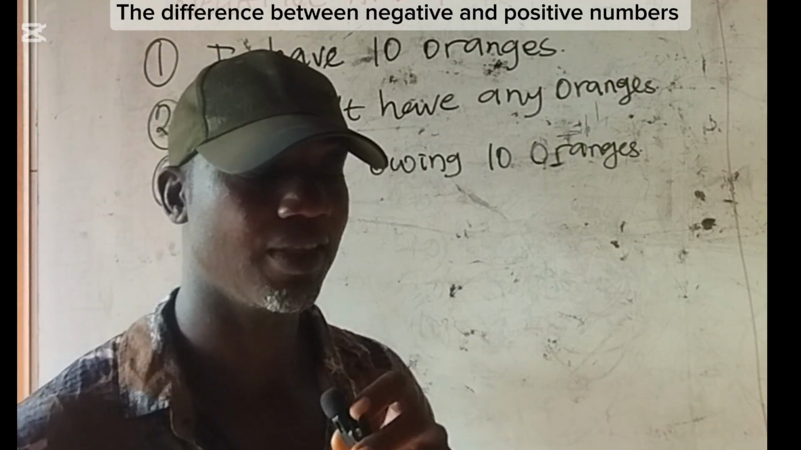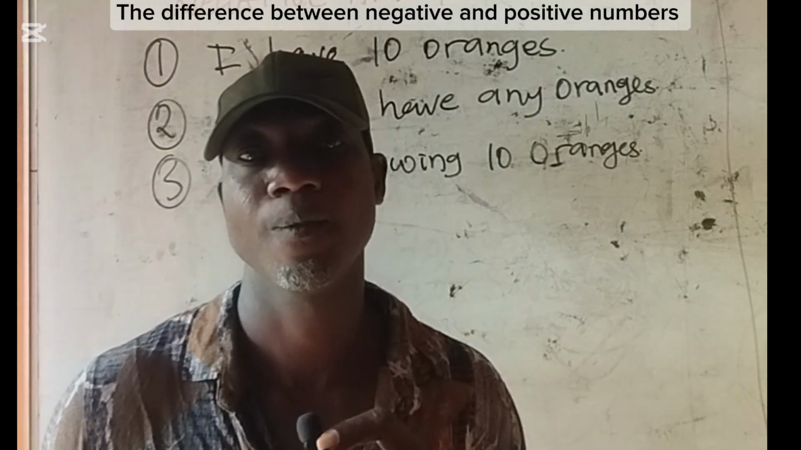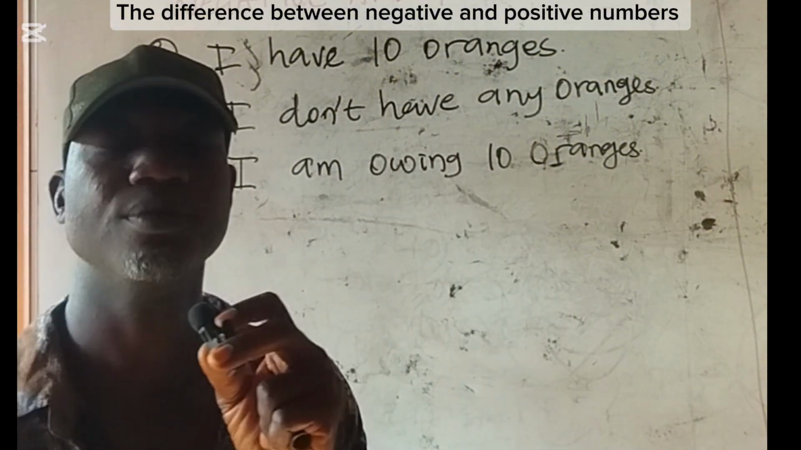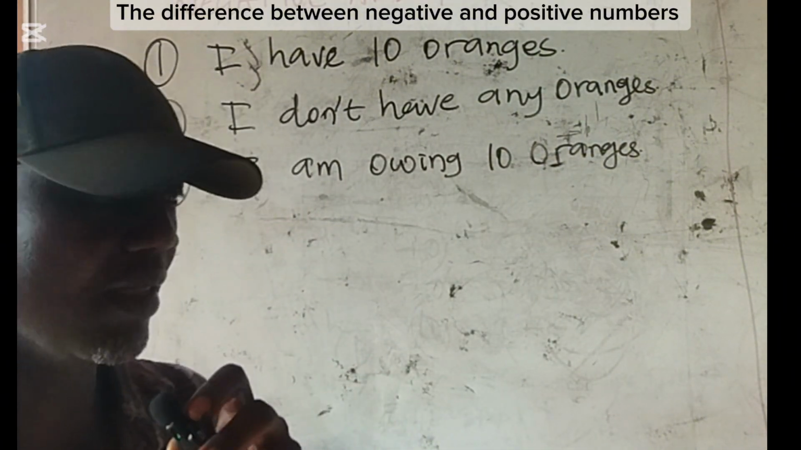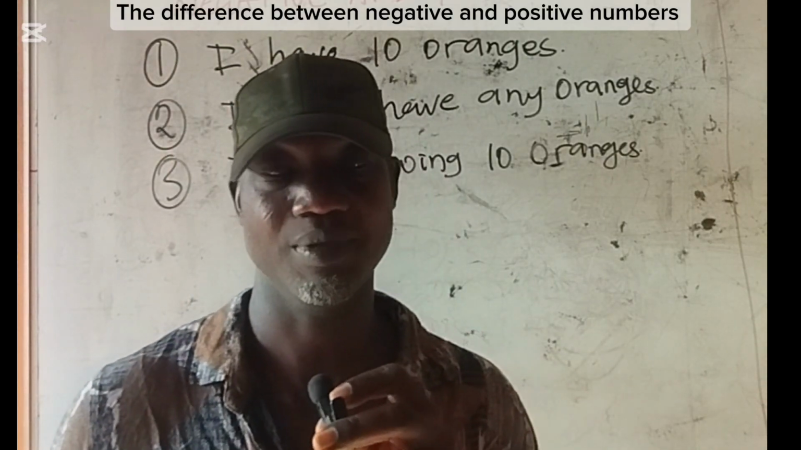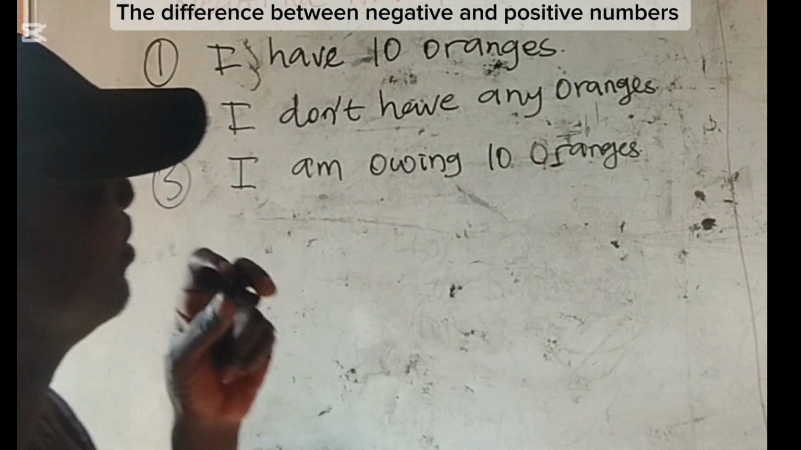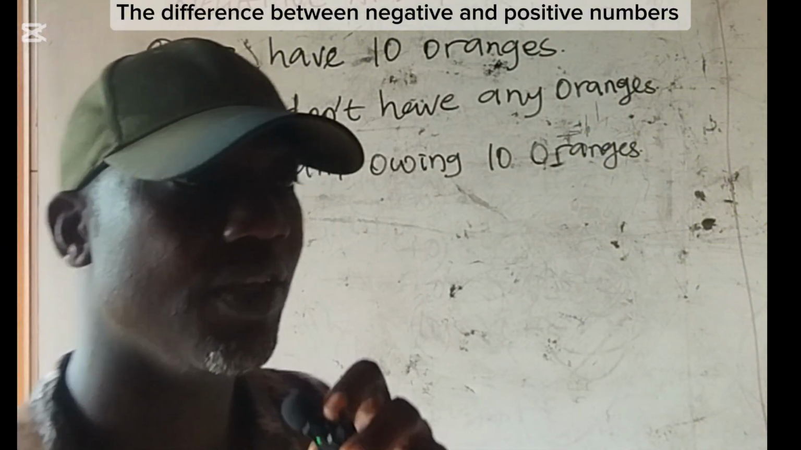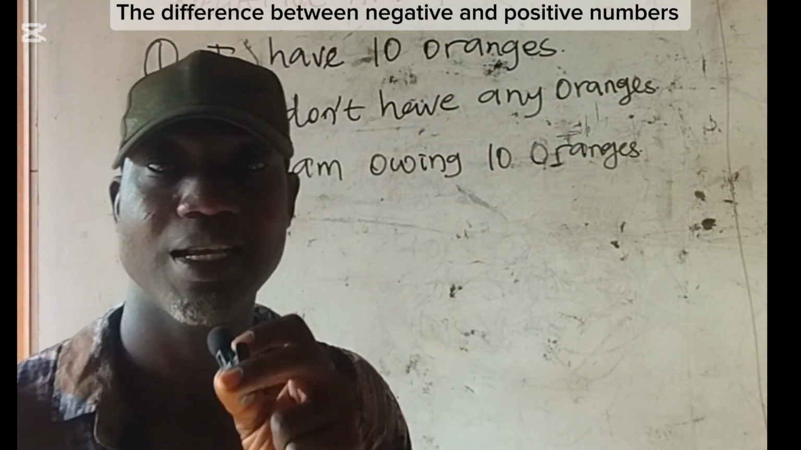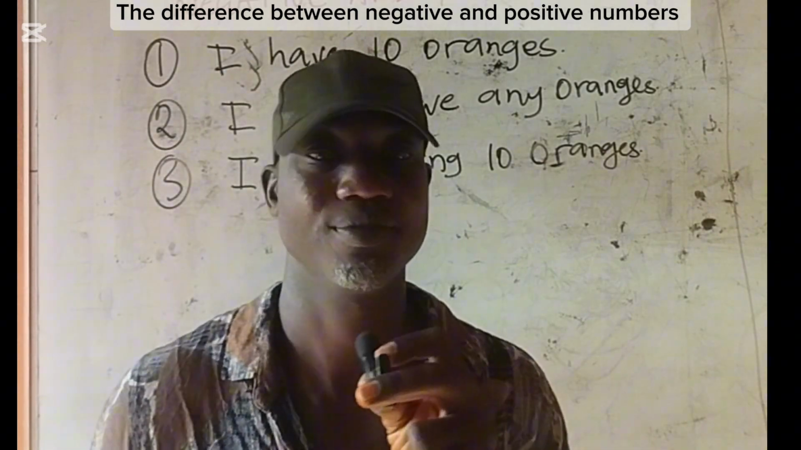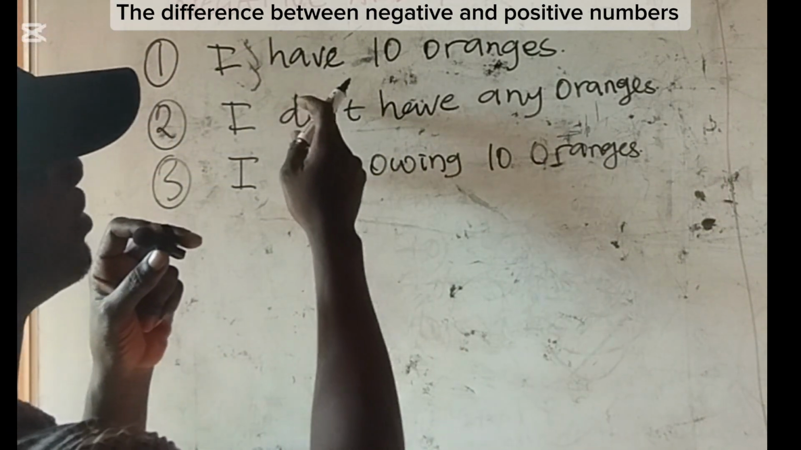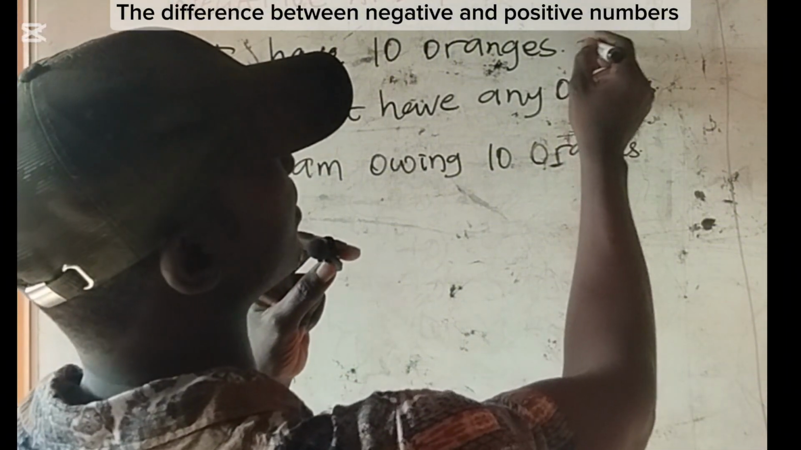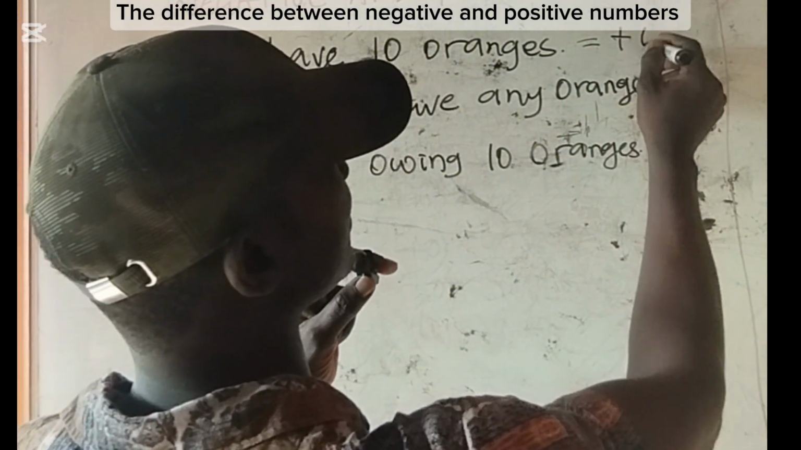So these are the three different states. So far, what I've been telling you is self-explanatory. But this is the logic that gave rise to positive numbers and negative numbers. Don't worry, I'm going to explain in a very short while. Let's consider the first state where I have 10 oranges. If somebody asks me, how many oranges do you have at this state? The correct answer I'm going to give to the person is plus 10 oranges.